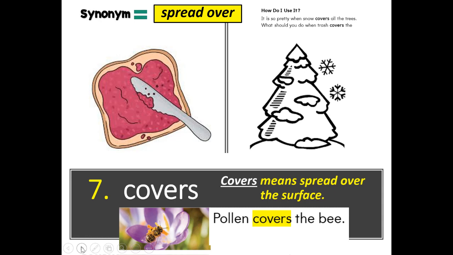What should you do when trash covers the road? Or covers the street. You could also say, it is so pretty when snow is spread over all the trees. What should you do when trash is spread over the street or road?